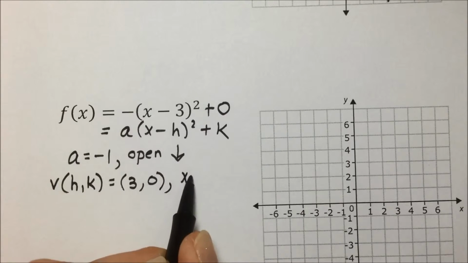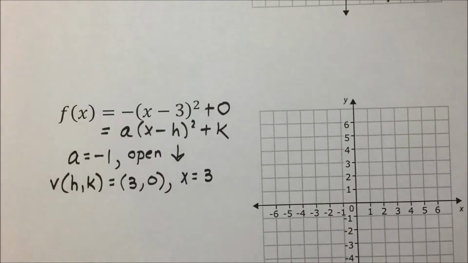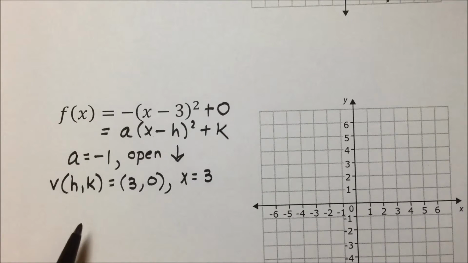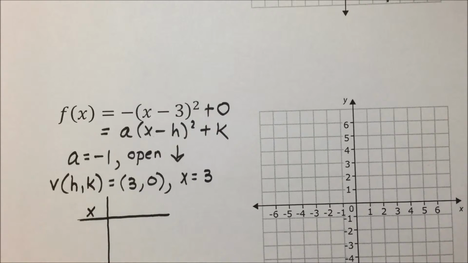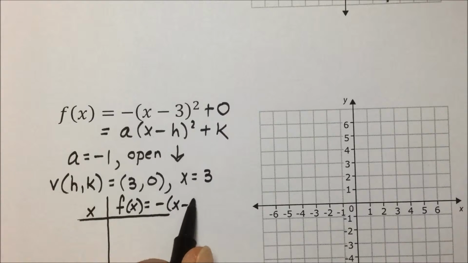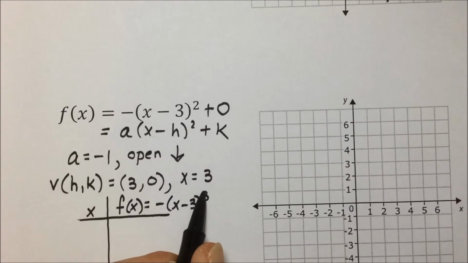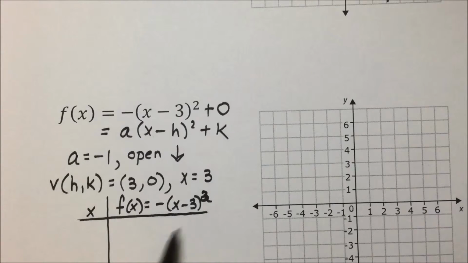Furthermore, our axis of symmetry is x equals h, which is x equals 3. And we're ready to graph this. No surprise, when we plug the values into this equation, they will be just the opposites. I'm not going to spend a lot of time generating values here, but we're plugging them into the function, to the second power, just to show you.